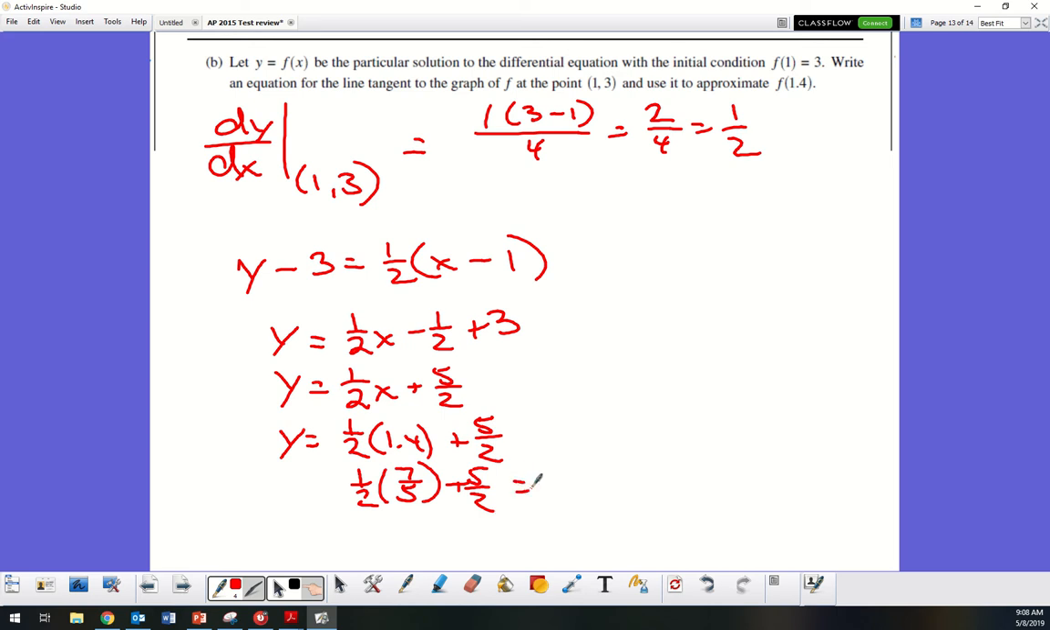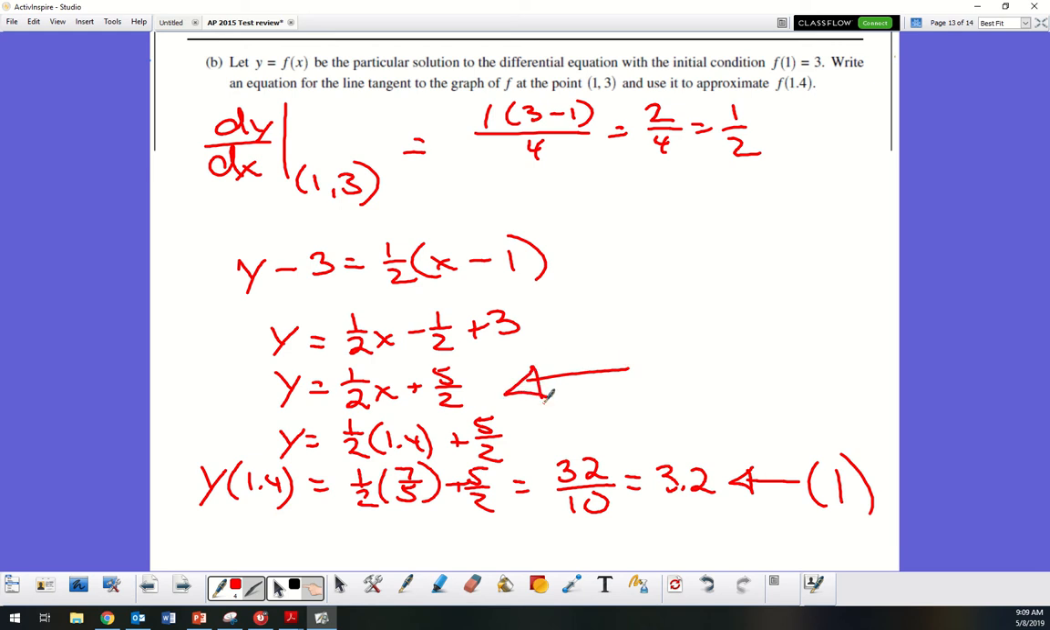Which is 3.2. And this is my y of 1.4. So I have 1 point right here, and I have 1 point for this equation. So this one right here is just worth 2 points. Yeah, we got it.